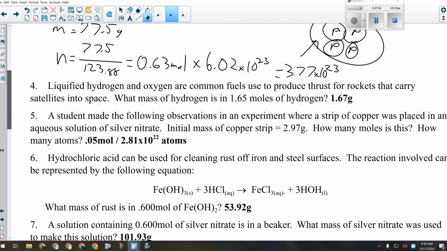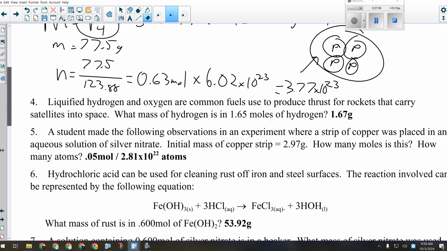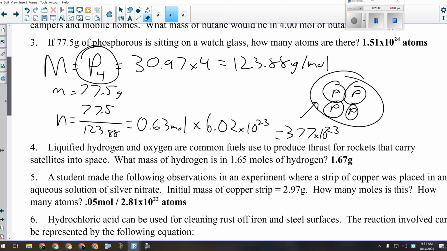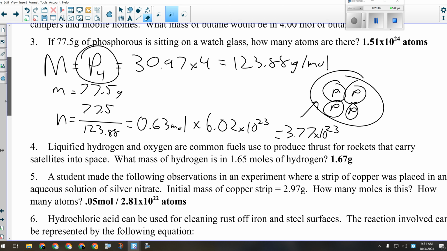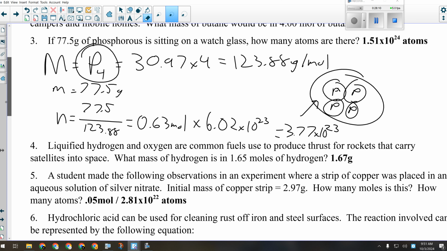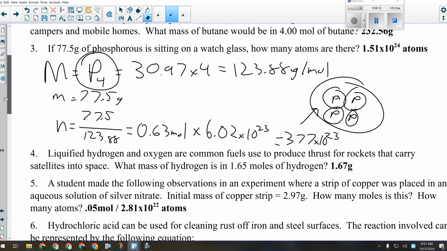Can't you just solve the same by not multiplying it in the molecules? Like, if I go 77.5 over 30.97? That's what I did. Yeah, oh, okay, and then by Avogadro's number? Yeah. I hadn't thought to do it that way.